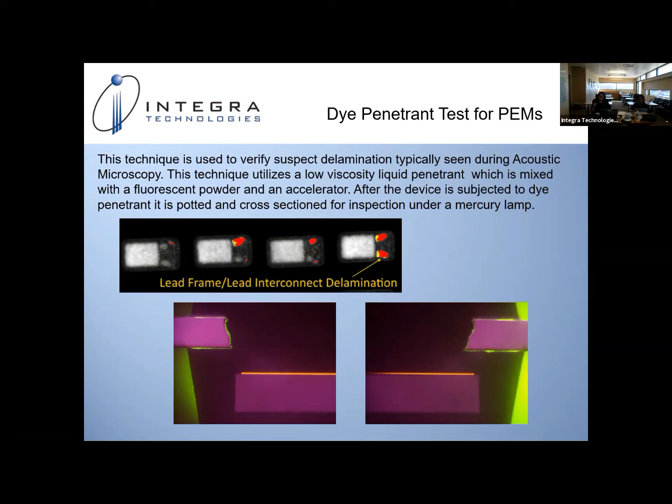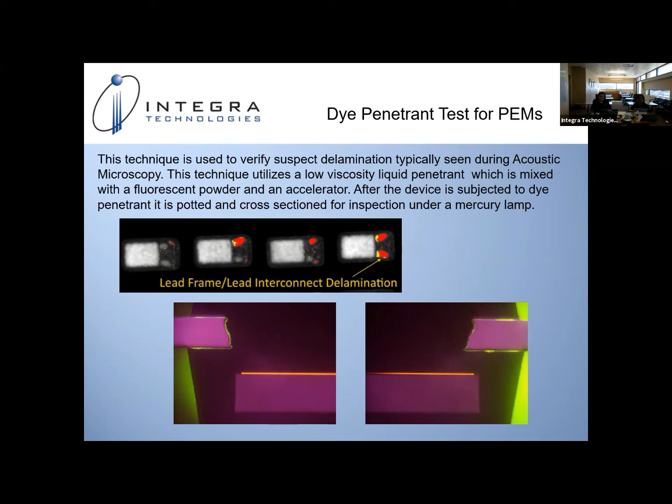As you can see here, you have your CSAM image in the middle of the screen. The red pixelization is indicative of some delamination. The two images on the bottom of your screen are what we consider dye penetrant images. You'll see the lead fingers coming into the molded package, and the bright green UV coloring right by those lead fingers proves that there was a delamination there, and the dye did penetrate through that lead ingress and is now being fluoresced by the UV lighting.